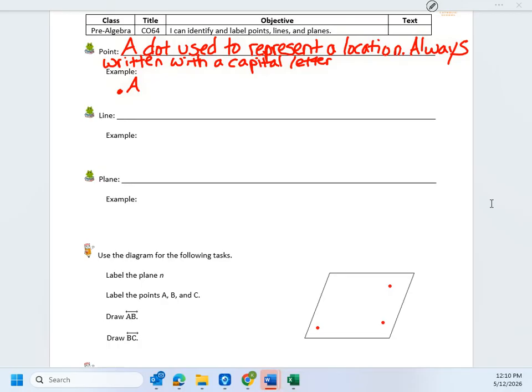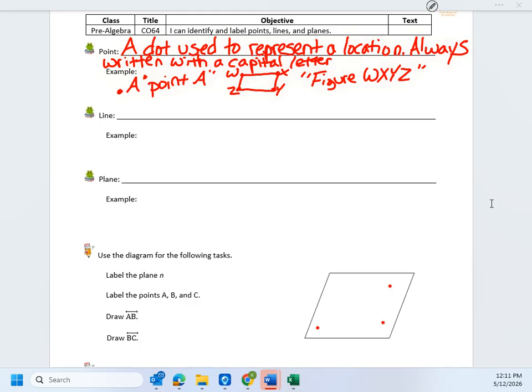So this would be point A, or we could have this, which would be a figure. So this is point A, and this is figure W, X, Y, Z with all capitals. So those points will be all capitals. So there are points here for our figure.